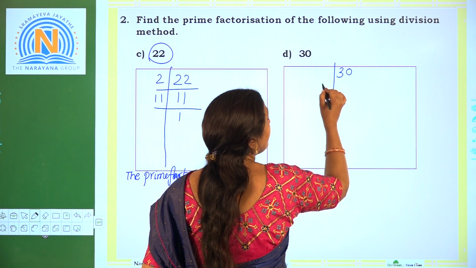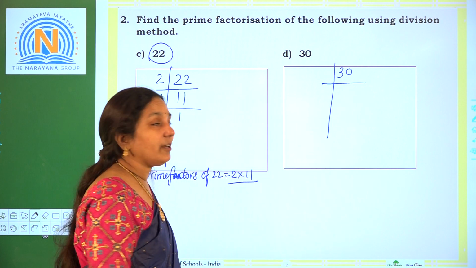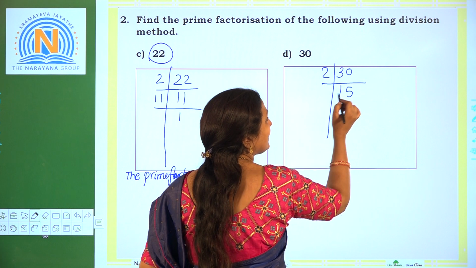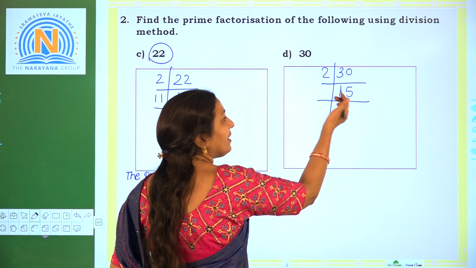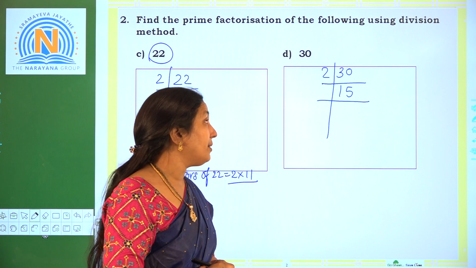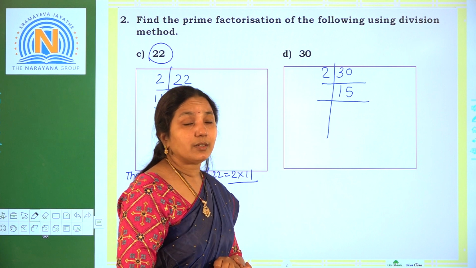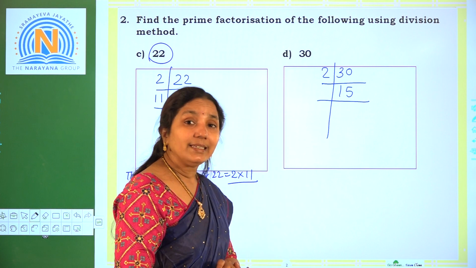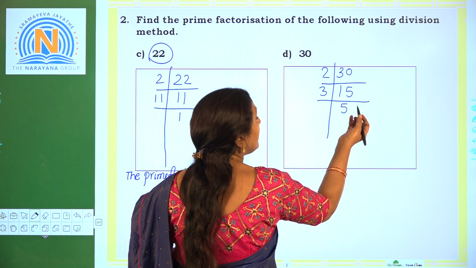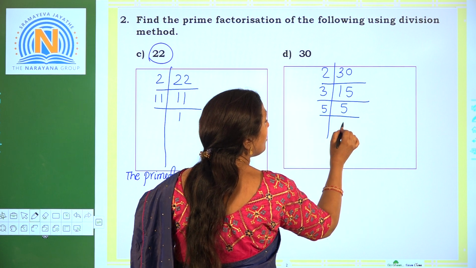30 is an even number, so it will be divisible by 2. How many times, children? 2 15s are 30. So here 15. 15 is an odd number. An odd number means, what is the next prime number? 3. Is 15 divisible by 3? Yes. How many times? 5 times. 3 5s are 15. Now here 5. 5 is a prime number, so it is divisible by 5 only.